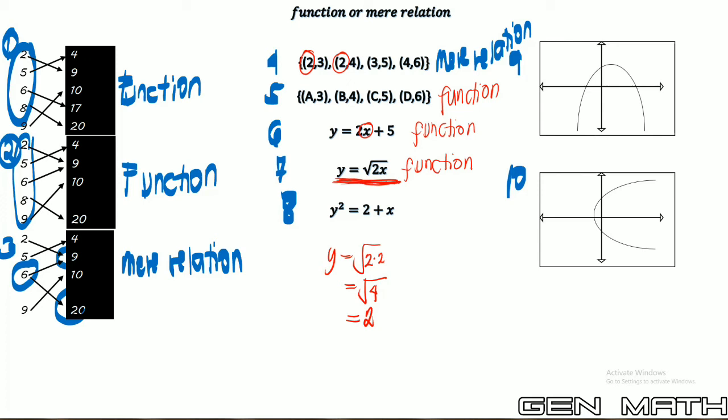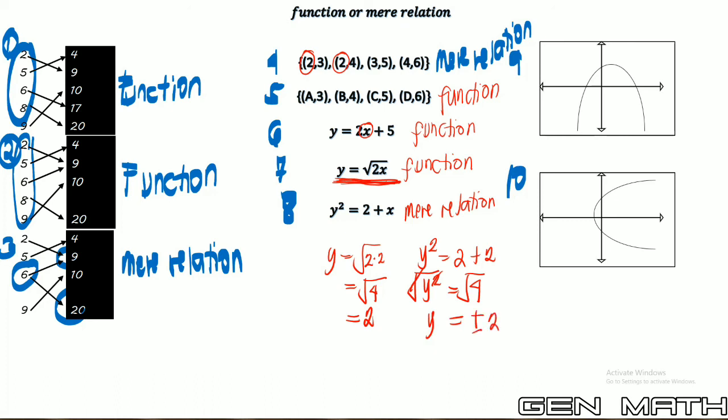Number 8. Okay, so number 8 is a mere relation because you can determine a number that, if you substitute it to x, the result will be two numbers. Let's try to substitute 2. So y squared equals 2 plus 2. Then let us solve for y. So that will be y squared equals 4. To solve for y, we're going to get the square root of both sides. So this will be cancelled. So y will be equal to positive and negative 2.